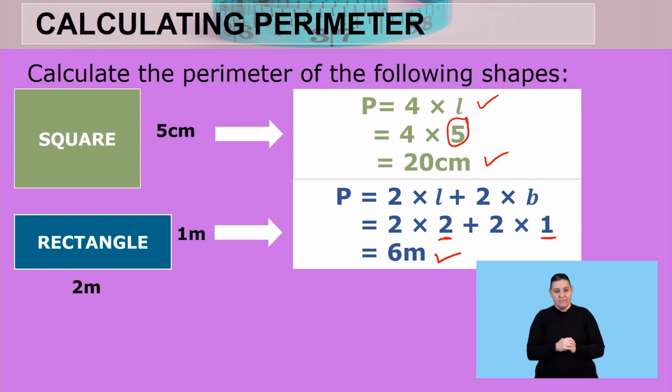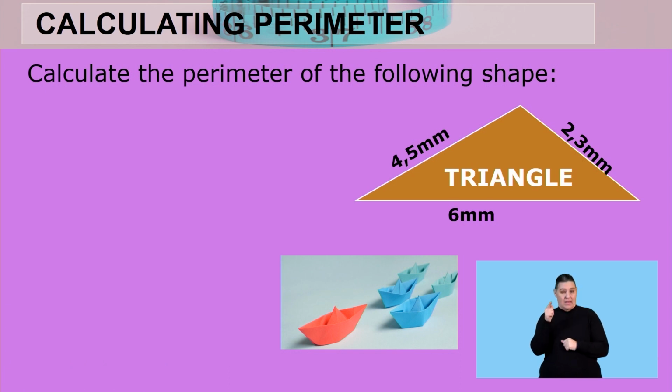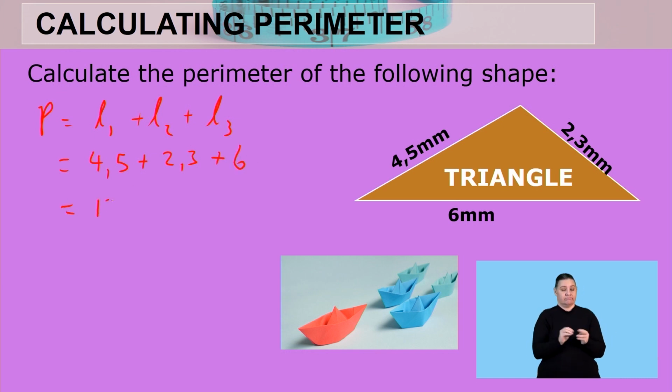Nice. Calculate the perimeter of the following shape. All right, let me do this one with you. So if I want to find the perimeter, that equals L1 plus L2 plus L3, because we have a triangle. So L1, let's call it 4,5, plus L2, let's call that 2,3, and L3 I'll make 6, the final line, and I end off with 12,8 millimeters. Nice work. Let's carry on.